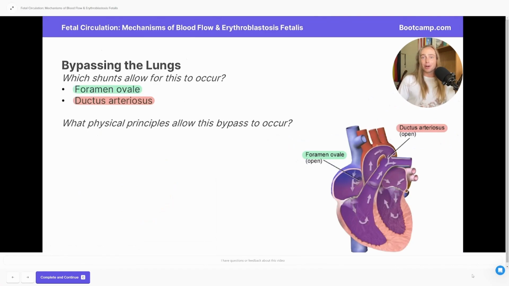The ductus arteriosus, on the other hand, largely deals with the oxygen-poor blood from the superior vena cava going through the right atrium and into the right ventricle, and eventually to the pulmonary trunk, where it then passes through the ductus arteriosus into our descending aorta.